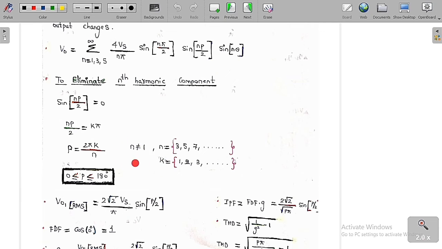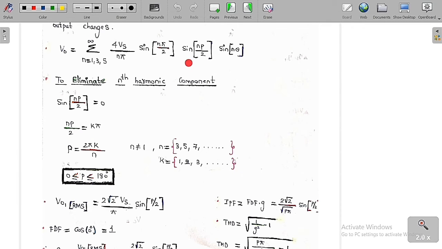So you can't go for the fundamental. You cannot remove the fundamental component. The fundamental component frequency is always going to be present, but except the fundamental, everything else is called a harmonic. So only those terms can be removed. So n can be 3, 5, 7 and so on, and k can be any value 1, 2, 3 up to infinity. Therefore the p value should always lie between 0 to 180 degrees.